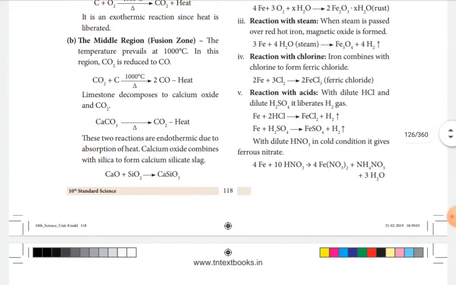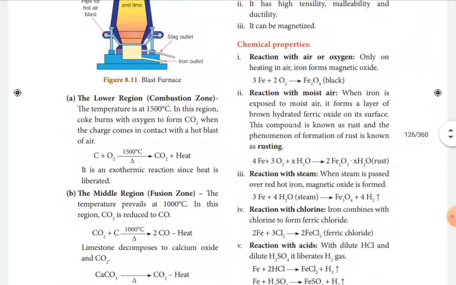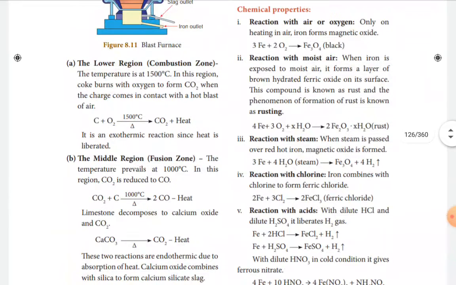Hydrated ferric oxide. It is given in page number 118, the chemical properties. Chemical properties, second point, reaction with moisture. When iron is exposed to moisture, it forms a layer of brown hydrated ferric oxide on its surface. So rust is hydrated ferric oxide. This compound is known as rust, and the phenomenon of formation of rust is known as rusting. So hydrated ferric oxide forms when iron is exposed to moisture.